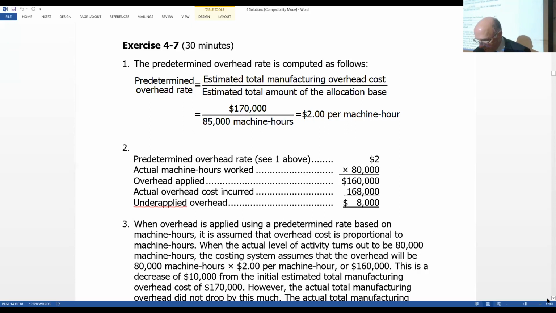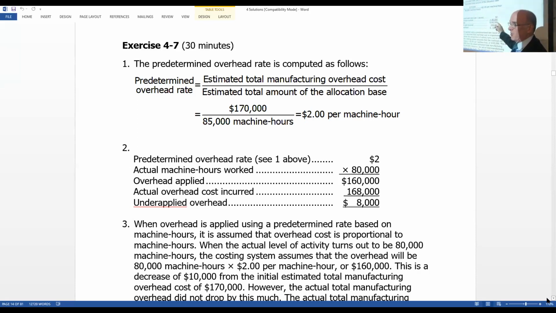Number 2, assume that during the year the company actually worked only 80,000 machine hours and incurred 168,000 in manufacturing overhead costs. Compute the amount of underapplied or overapplied overhead. Well, what do you want to do with the $2? Multiply it by 80,000. You get 160,000. But the actual overhead was 168, so you were off by 8. Did you overestimate or underestimate? Well, the actual was 168, you estimated 160, so it'd be under, right?